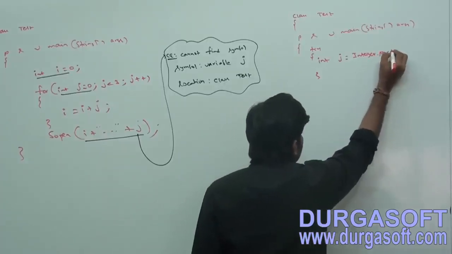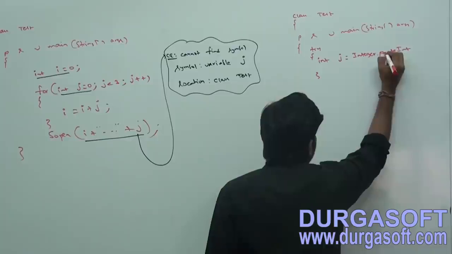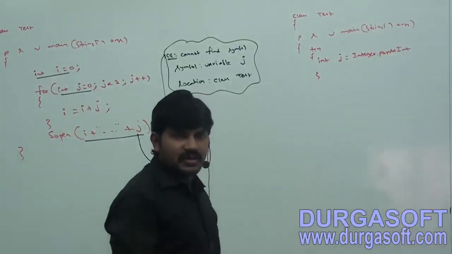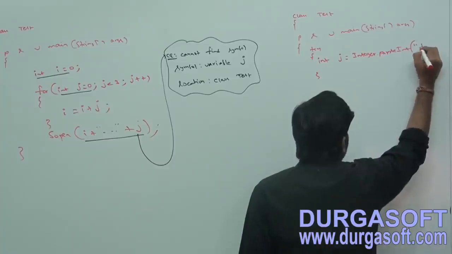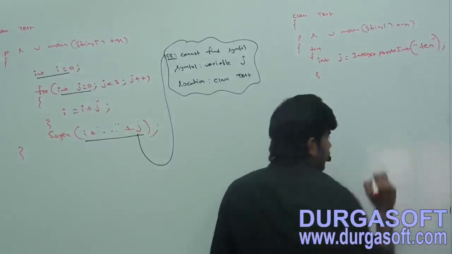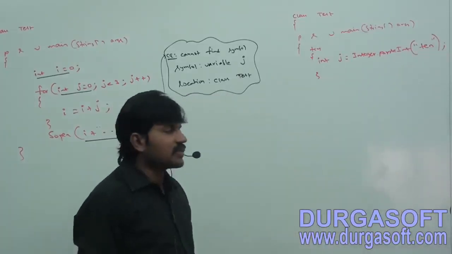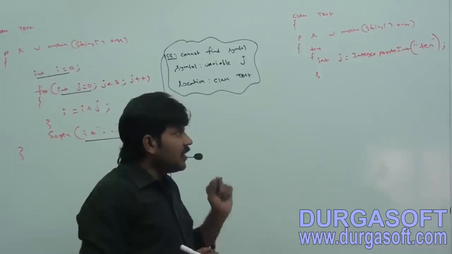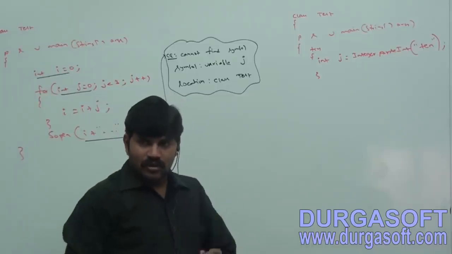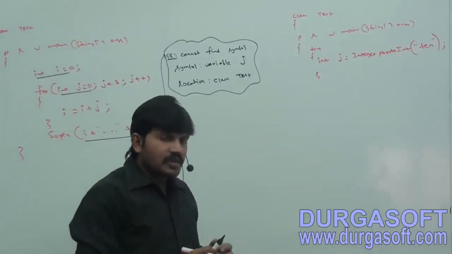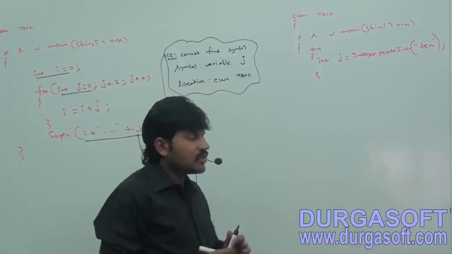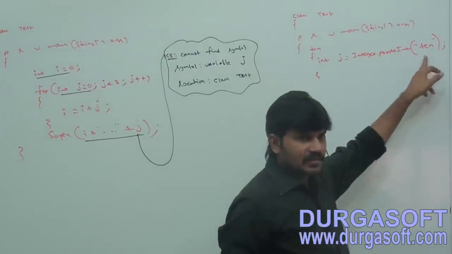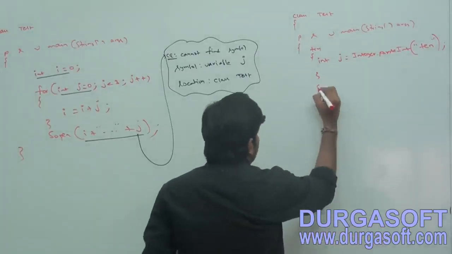Integer dot parseInt. Sir, Integer dot parseInt is used to convert a string to a number. Integer dot parseInt of ten, I'm taking, in words. But ten is not a number, it is a word. Immediately we are going to get what? Number format exception, because it is a string to number conversion, but the string is not representing a number. That's why number format exception.